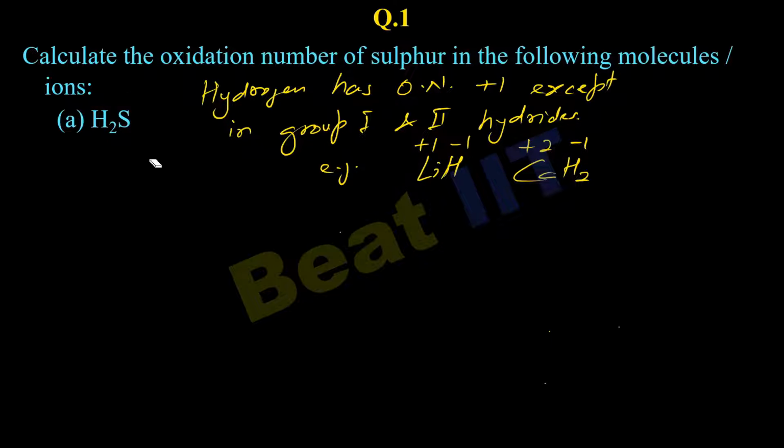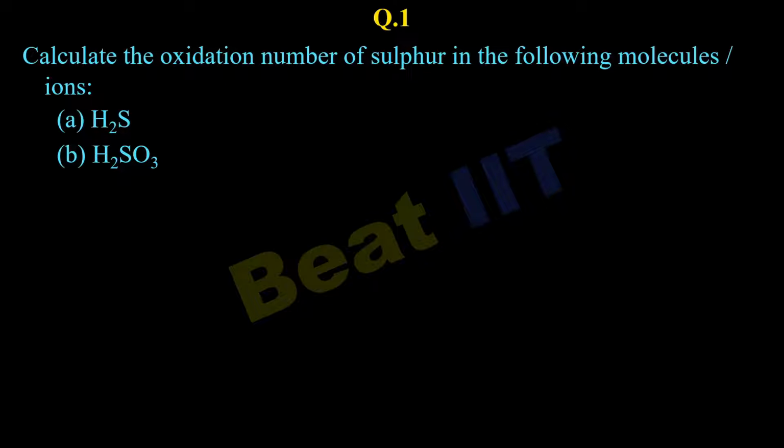Hence, here also hydrogen will have +1 oxidation state. So the sum of all the oxidation states will be 0 because overall H2S does not carry any charge. Two hydrogens, each +1, so 2 times +1, plus sulfur, assuming it is X. The sum of oxidation states will be 0, so X will be equal to -2. So here the oxidation state of sulfur will be -2.